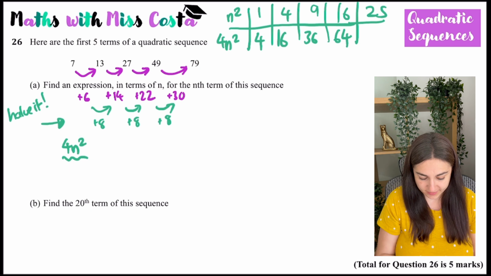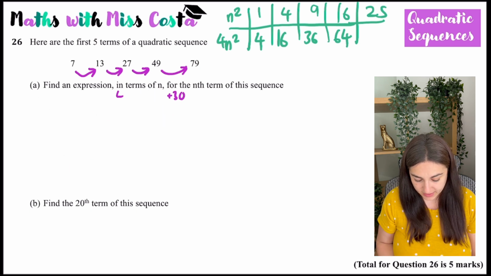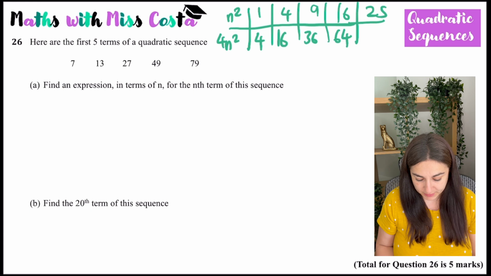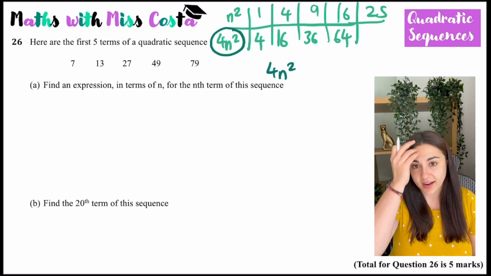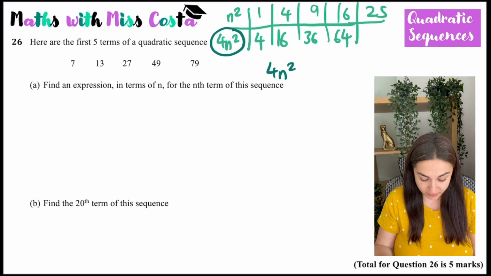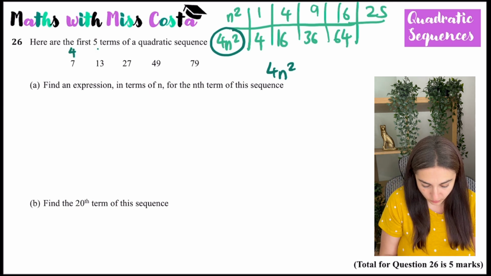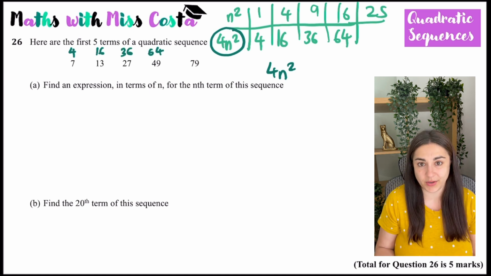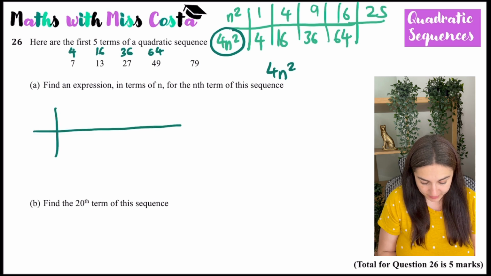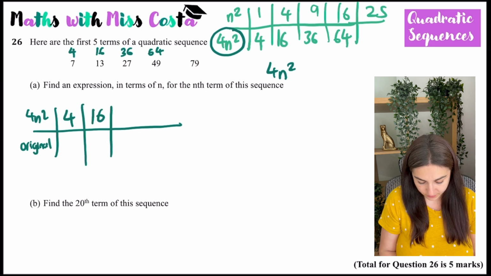So what I can do then, once I found my second difference and I halved it, that tells me what n squared is going up in. So I know it's going up in the 4n squared times table, so that will be the first part of my sequence. I then write out this second sequence above my original sequence. So that would be 4, 16, 36, 64. I could do it in a table as well. So 4n squared and then original sequence. 4n squared is 4, 16, 36, 64. The original sequence is 7, 13, 27, 49.